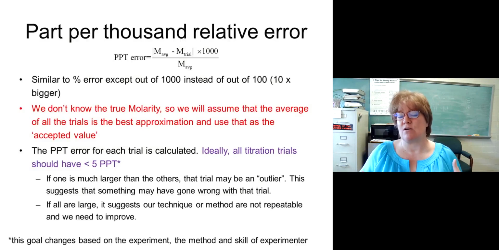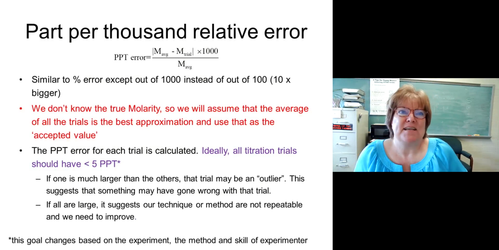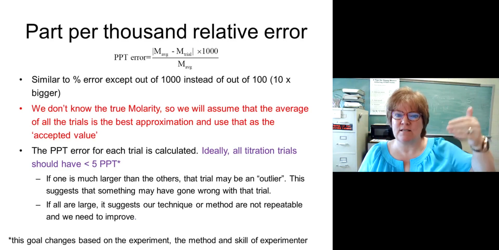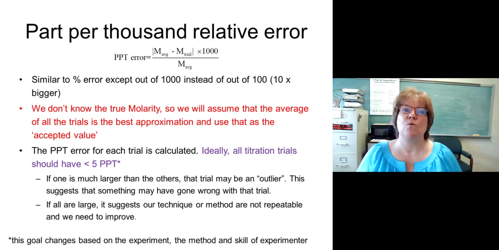Also, we can do something called part per thousand relative error. It's basically percent error. Percent means per 100. This is per 1,000. So when we're doing more precise work, a part per 1,000 error is going to be 10 times higher than the percent error. And that just allows us to see small changes a little more carefully.